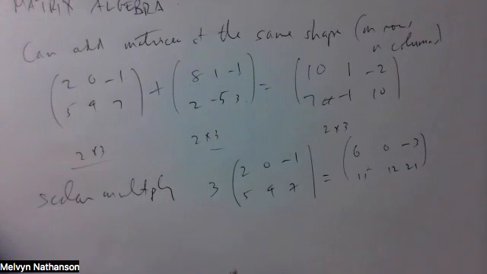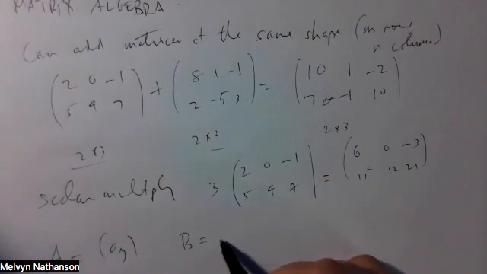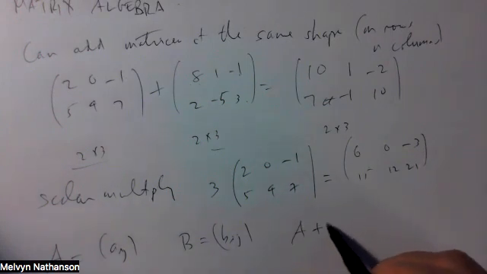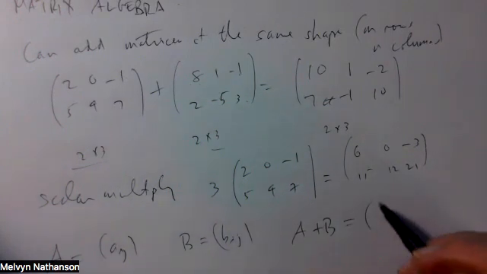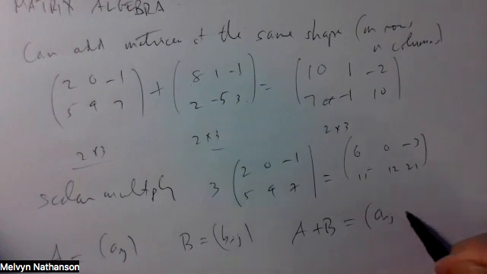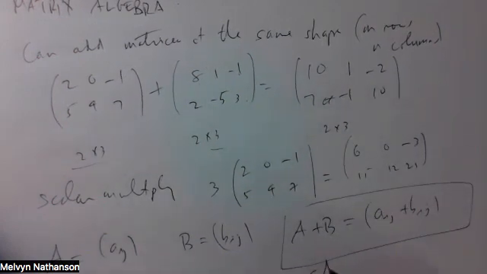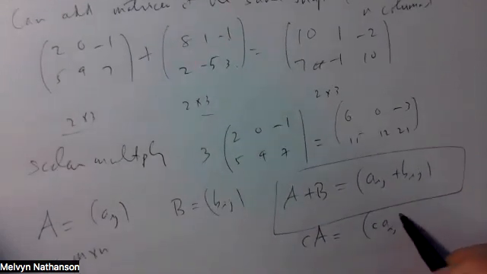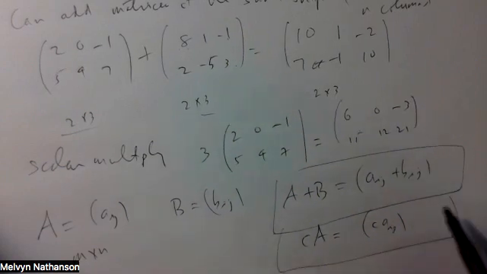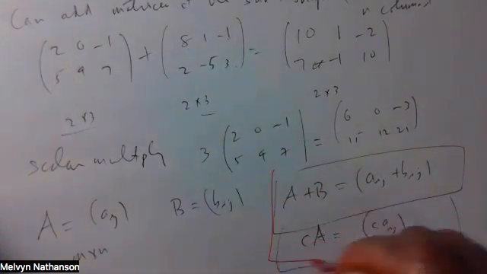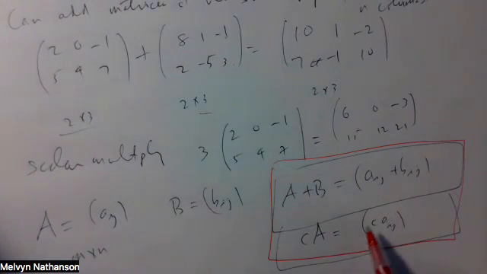If you wanted this in symbols, if A is the matrix Aij, and B is the matrix Bij, and they're both m by n matrices, then A plus B is the matrix whose ijth coordinate is just the sum Aij plus Bij for all i and j. And c times A is the matrix whose ijth coordinate is c times Aij for all i and j. So these two rules describe addition of matrices and scalar multiplication of matrices.